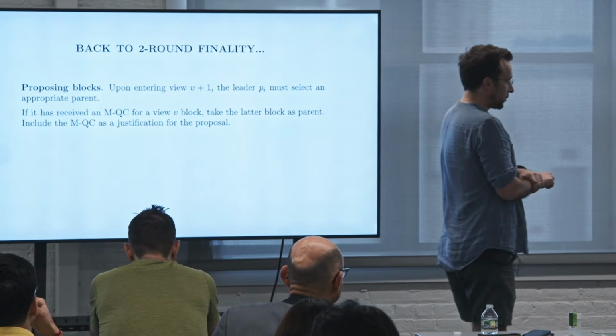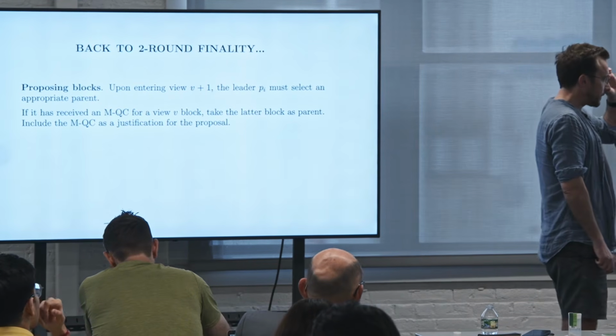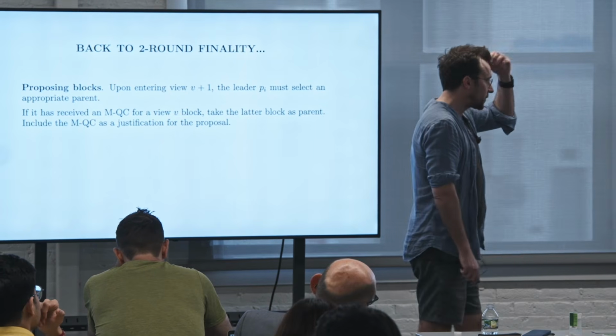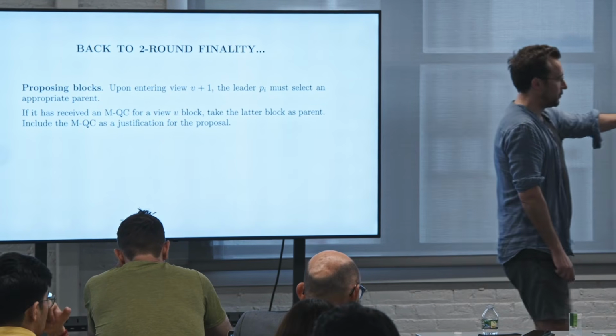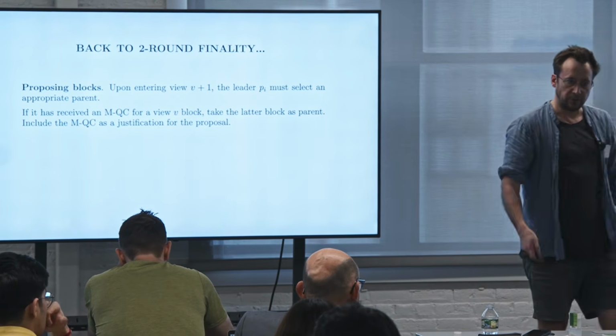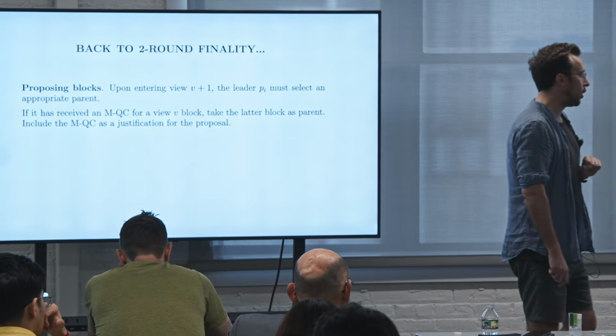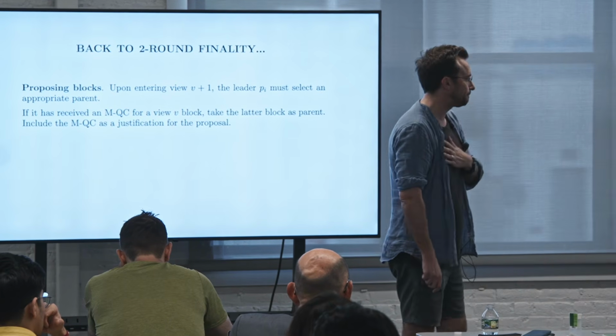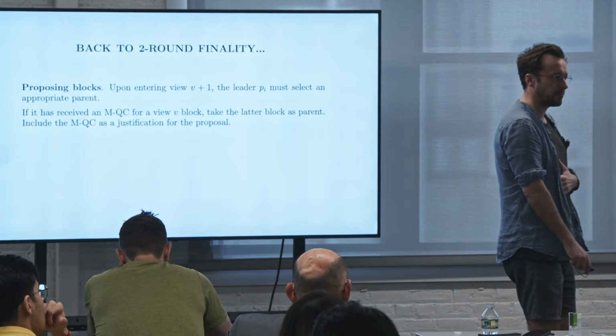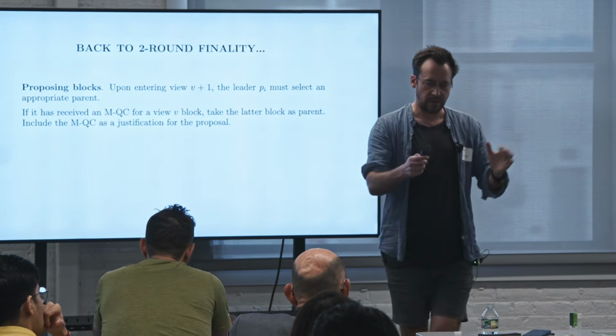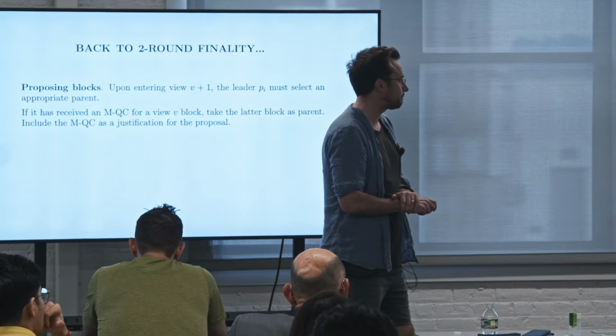How about block proposals? On entering view V+1, the leader has to select an appropriate parent. To do that, it does as follows. First of all, there's the simple case where the previous view has produced a QC. If it receives an MQC for a view V block, it takes the latter block as parent and includes the MQC as a justification for the proposal. That means it's fine to vote for this block.